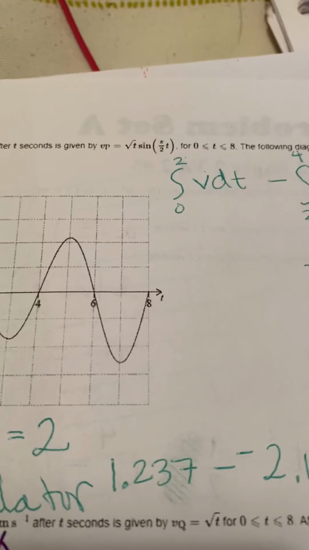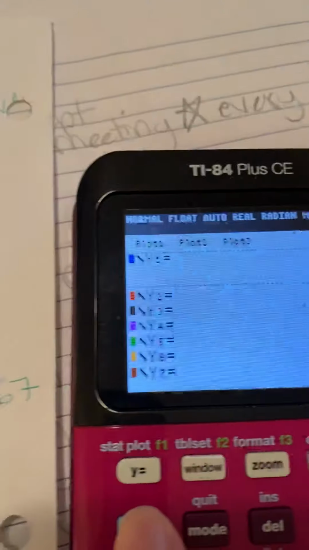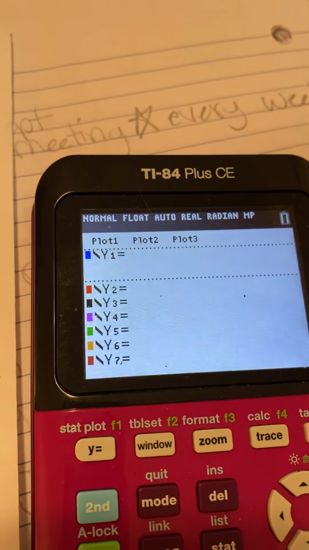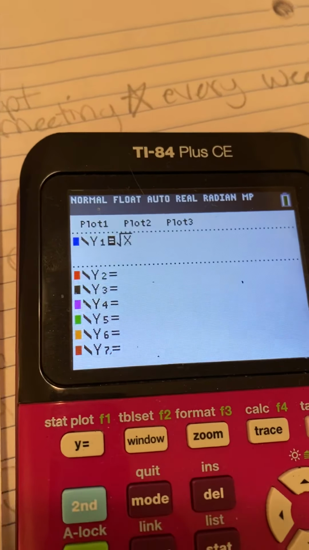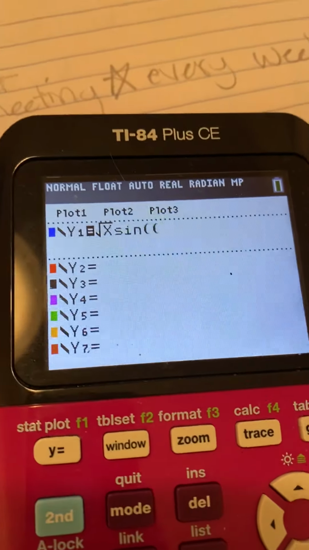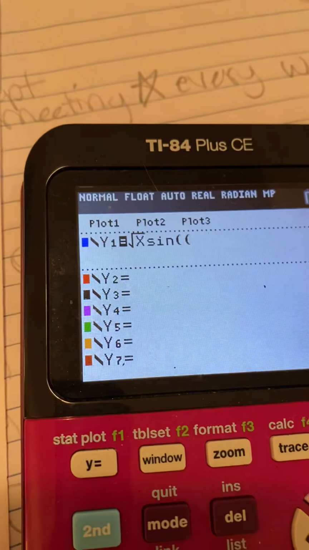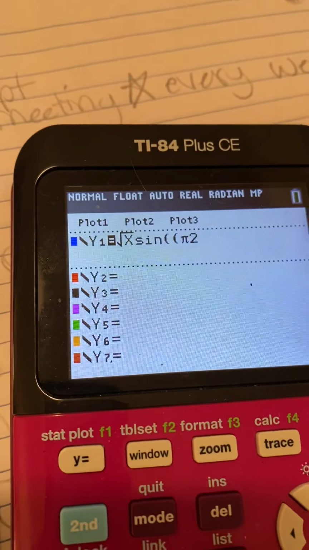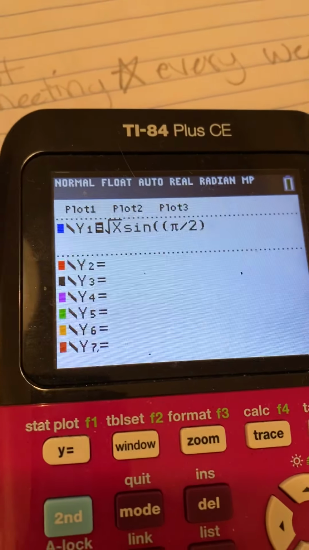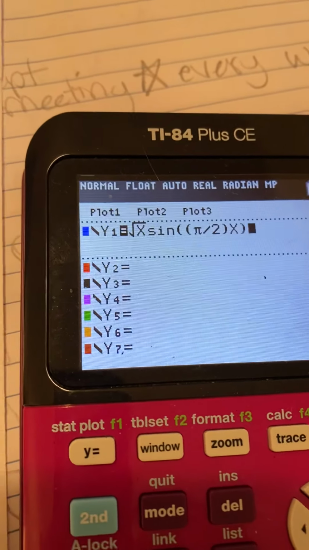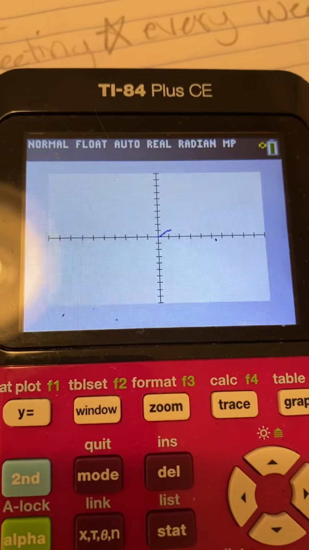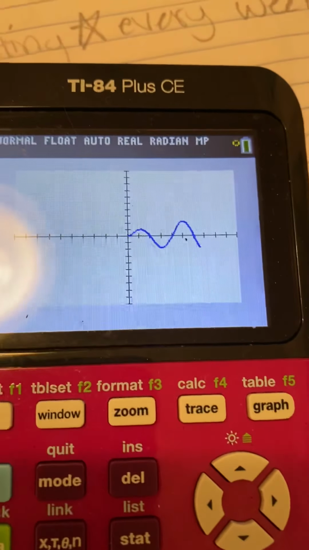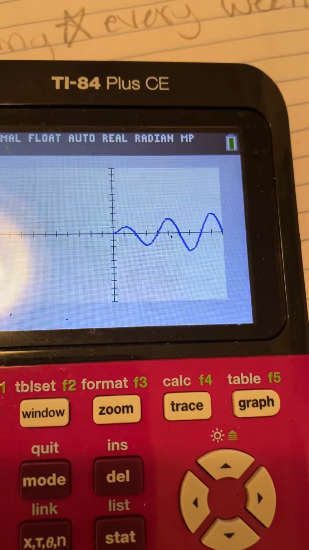Let's see. I got an equation of the square root, second square root x, and then sine of pi over 2 x, close parentheses. Okay, and I know what I want it to look like. And there's my graph. It looks just like the one on the sheet.